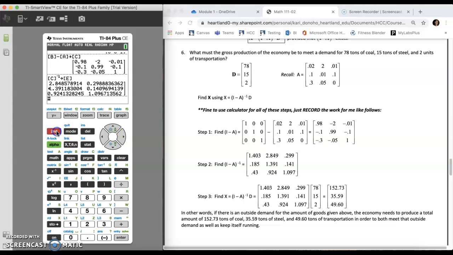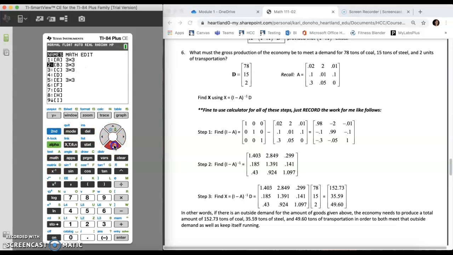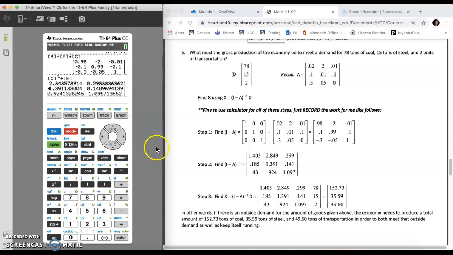So I'm going to go back into my matrices. I haven't created a D, so I'm going to go back up and edit matrix D to be a 3 by 1 and have entries of 78, 15, and 2. Okay, so I can quit that, because the last thing I want to do now is multiply this matrix right here, which I have stored as E, by this matrix D to find my answer.